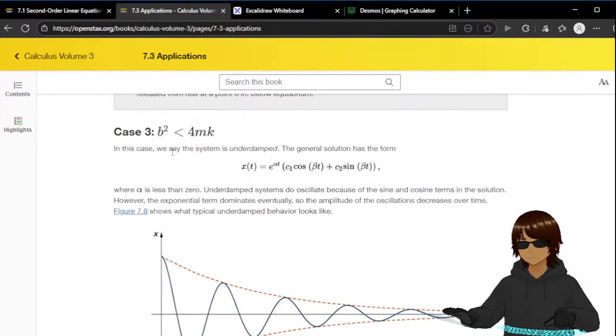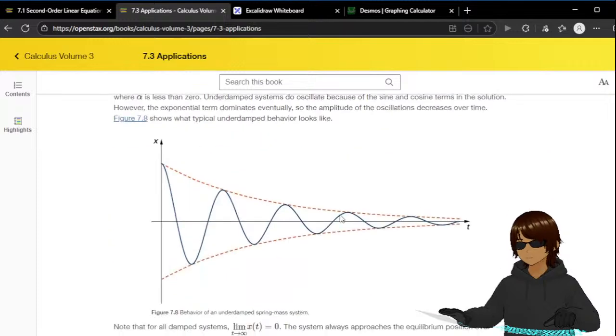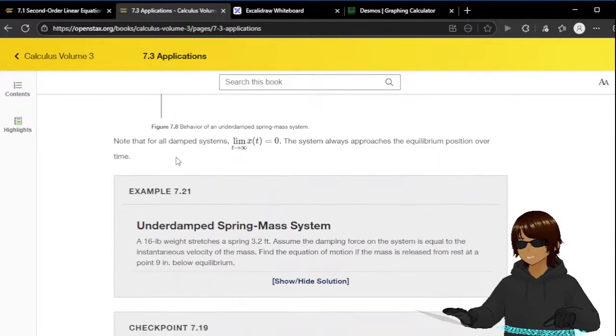Okay, b squared is less than 4mk. In this case, the system is underdamped. The general solution has the form this, where alpha is less than 0. Underdamped systems do oscillate because of sine and cosine terms in the solution. However, the exponential term dominates eventually, so the amplitude of the oscillation decreases over time. Note that for all damped systems, the limit of x(t) as t approaches infinity is 0. The system always approaches the equilibrium position over time.